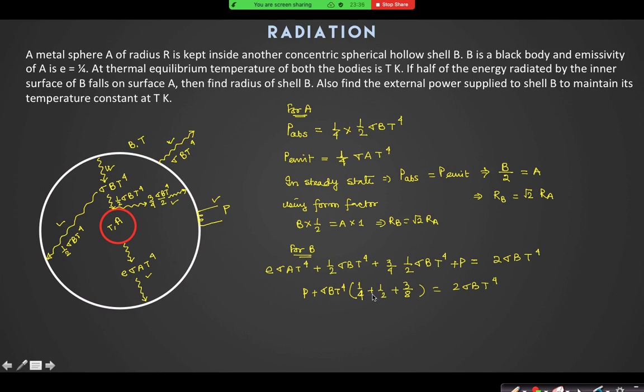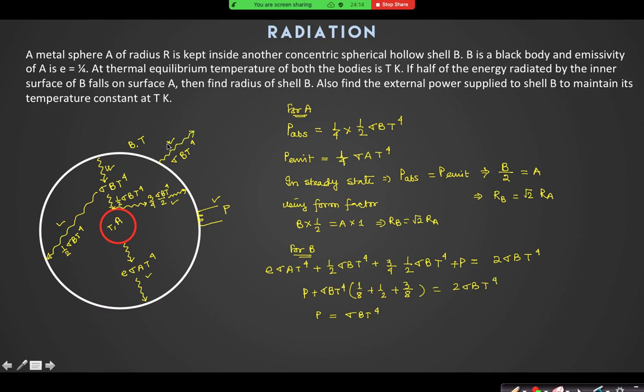Which one should be 1 by 8? The first term, E into A into sigma T power 4 divided by 4. E is equal to 1 by 4 and A is equal to B by 2. That should be 1 by 8. So now 1 by 8 plus 3 by 8 is equal to 1 by 2. 1 by 2 plus 1 by 2 is equal to 1. So if I take it to this side, you will find that the power is only sigma b t power 4.